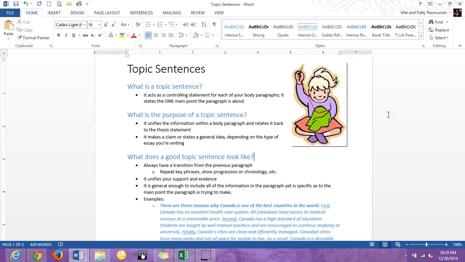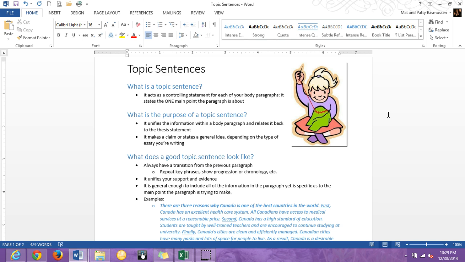So within any body paragraph, you're going to have evidence and ideas and different types of support, and they all need to be unified around one main idea. And then, of course, all of the main ideas that make up your body paragraphs have to be related back to your thesis statement. So very simply, a topic sentence is a thesis statement for a paragraph.